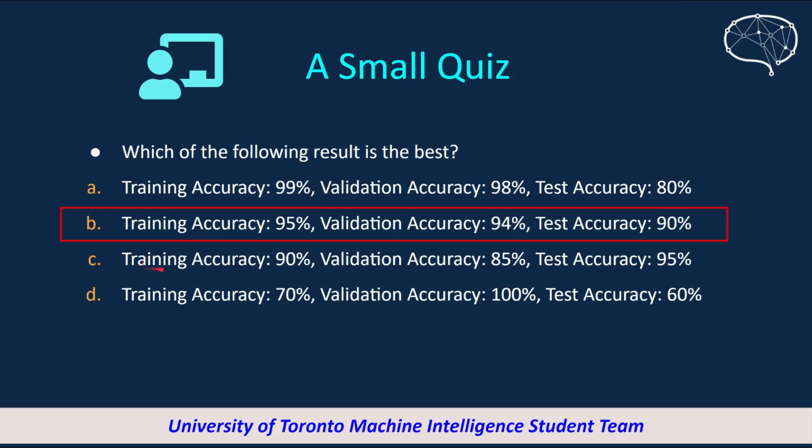Right? For C, we have training accuracy of 90% and validation accuracy of 85%. So from the look of this, it's decent, right? We have a training accuracy of 90%, which means that the model is actually learning and can make good predictions, and the validation accuracy is still very high. It's very reasonable, but you have a test accuracy of 95%.